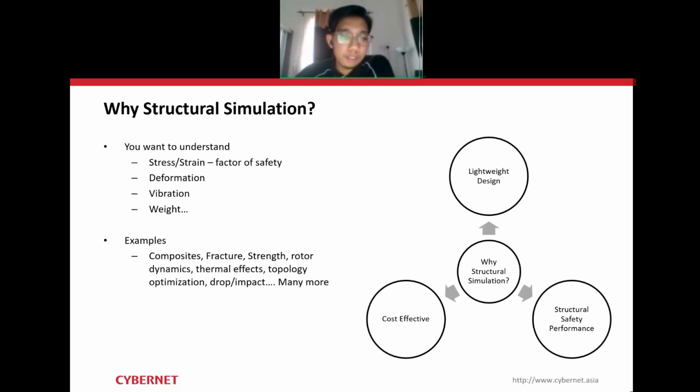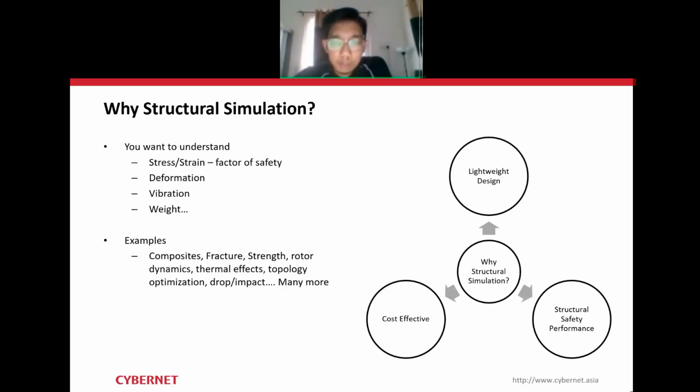So why do we need to do structural simulation? Structural simulation helps engineers to understand the structural performance of their design. That includes the stress and strain of the design, which subsequently allows us to evaluate the safety factor of the design. It also includes the deformation of the design, the vibration response, the overall design weight, and so on. A few examples of the most commonly done analyses include composite analysis, thermal analysis, impact analysis, optimization, and so on and so forth. So there are many kinds of analysis that fall under structural simulation.